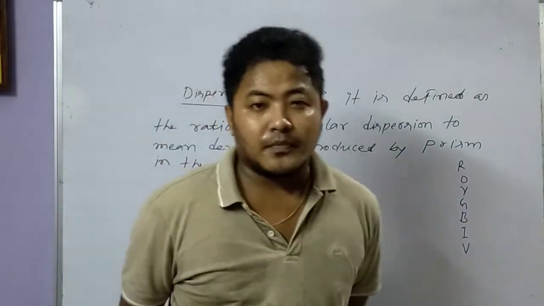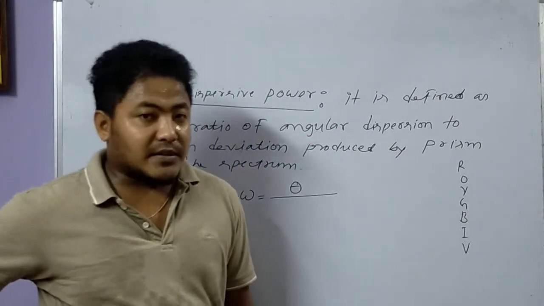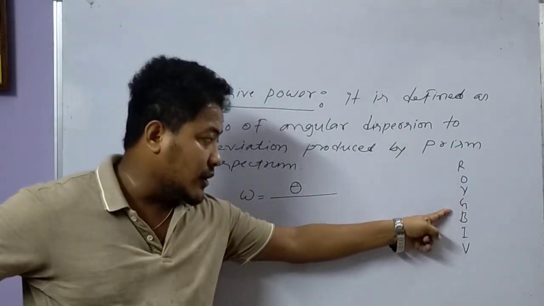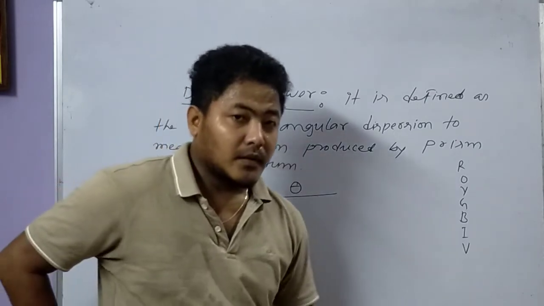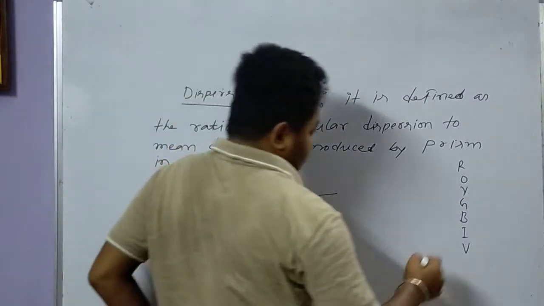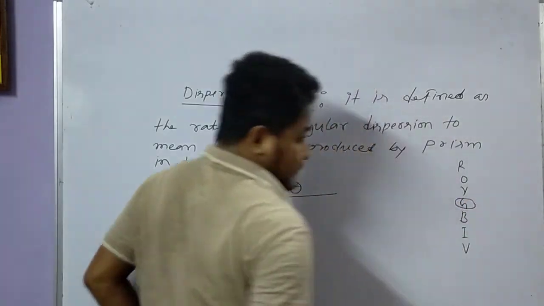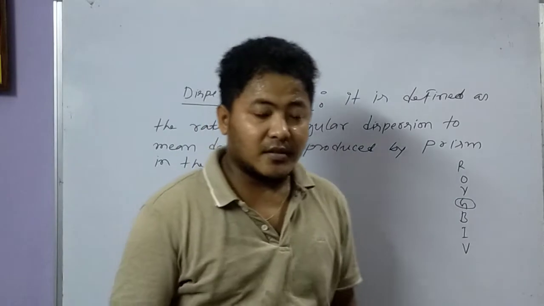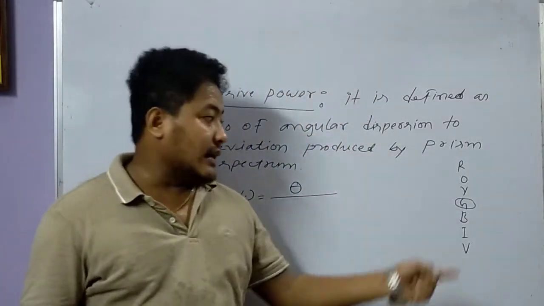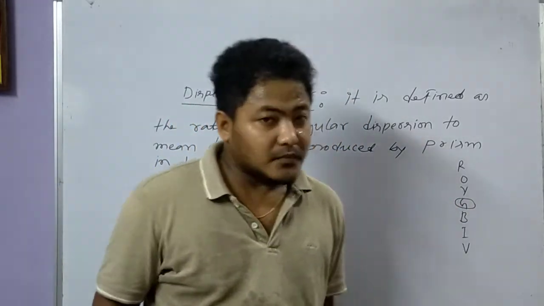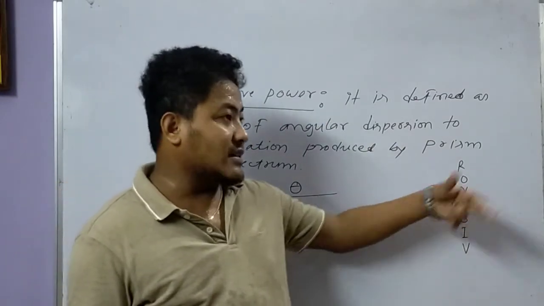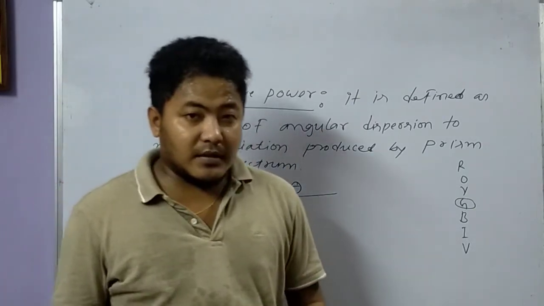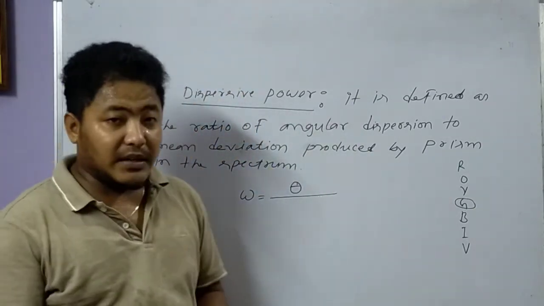The mean deviation means, in the spectrum of the 7 colors you have found starting from red, orange, yellow, green, blue, indigo, violet, if you consider that the green color is right at the middle of all these colors, then from that point of view green color should give the mean deviation. That means the angle produced by the green color's dispersion will be the mean angle of deviation. Am I clear?